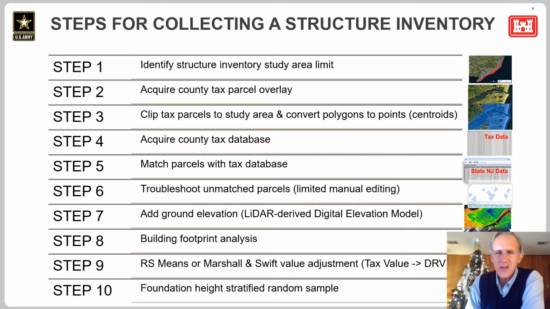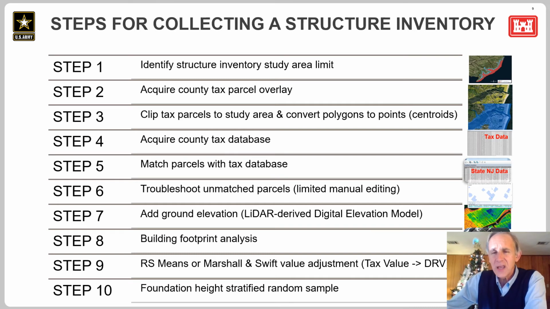The steps for collecting an inventory, I'm not going to go through this, but just real briefly, it's basically a 10-step process. You identify the structure inventory within the study area limits. So what are the limits of my study? It might be an overflow map or something like that. You acquire a county tax parcel overlay. You can clip those tax parcels to the study area, convert the polygons, acquire the county tax database, match the parcels with the database. You troubleshoot. It never comes out perfect in the beginning, unmatched parcels.